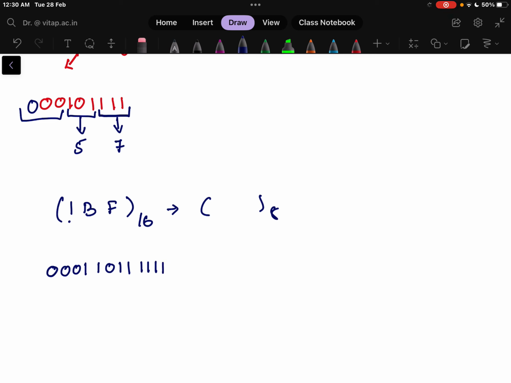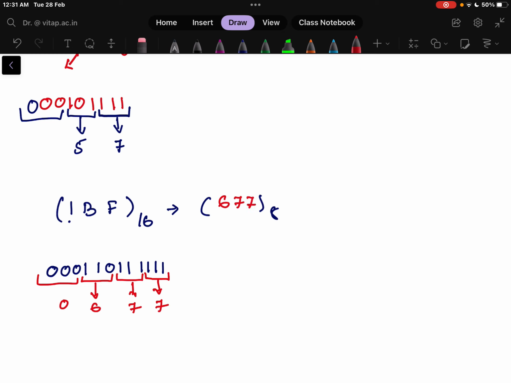So 4 ones. Now I have to make groups of 3. From right to left, I will make one group, then another group, and another group, and here it will be 0. Here no need to add any zeros because already 3 zeros are there. Now this equivalent is 7, this equivalent is 7, 110 is 6, and this is 0. So here the answer will be 677.